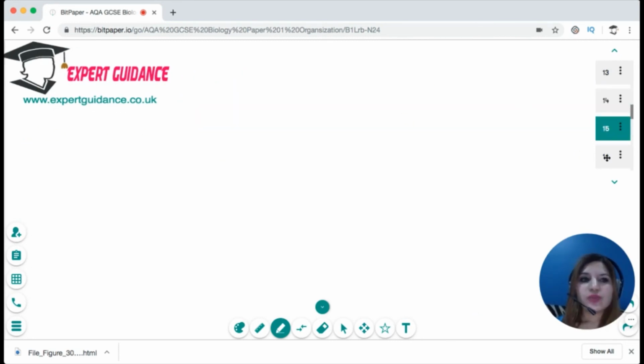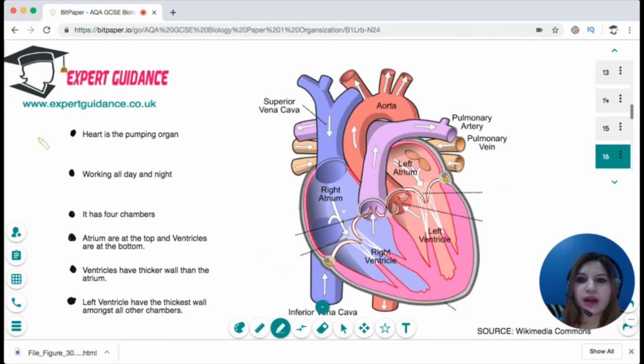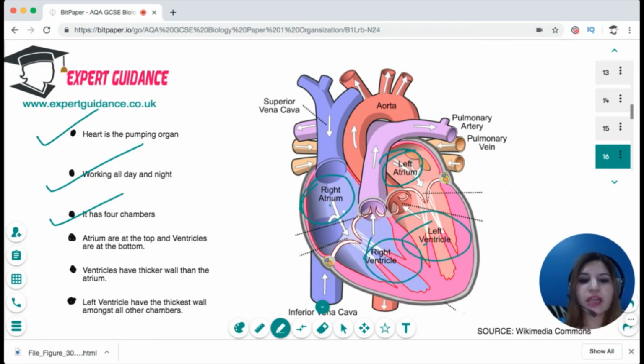Next, we have this heart. The heart is a pumping organ, works all day and night. It has 4 chambers. Atriums are at the top. So this is the left atrium. This is the right atrium. The ventricles are at the bottom. So this is the left ventricle, the right ventricle. Ventricles are doing the biggest job as they are pumping the blood to a greater distance. So you can notice that the atrium has a thin wall and the ventricle has the thickest wall.